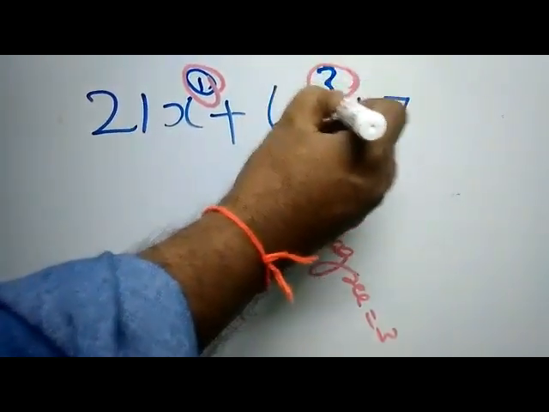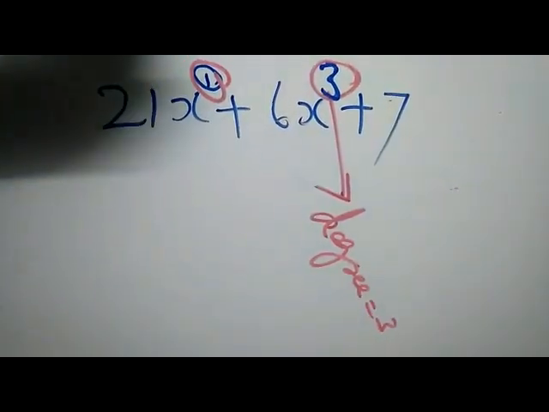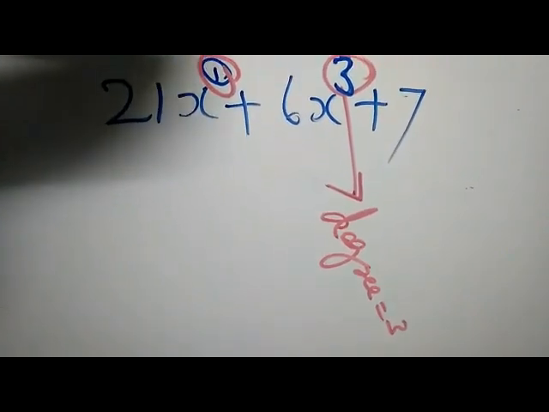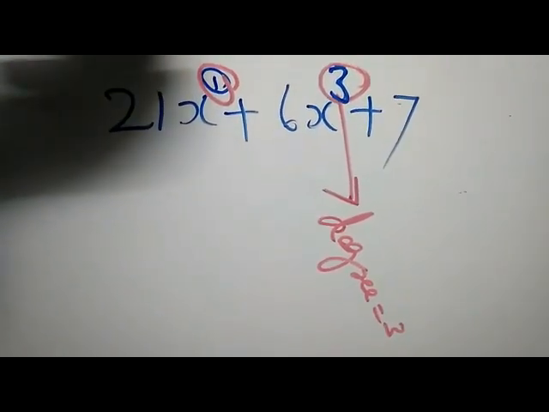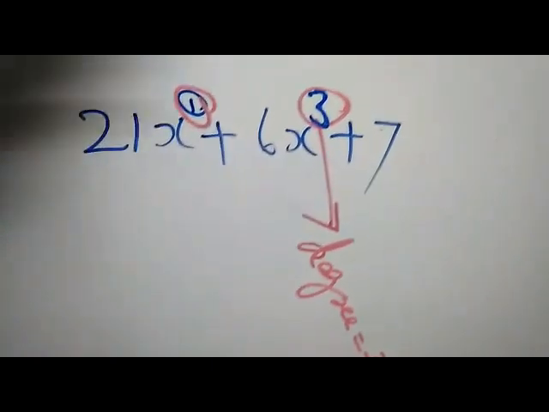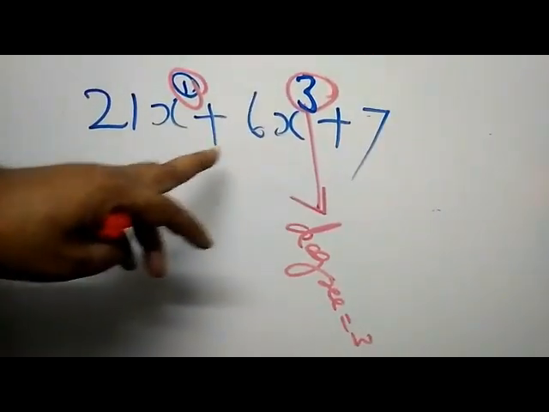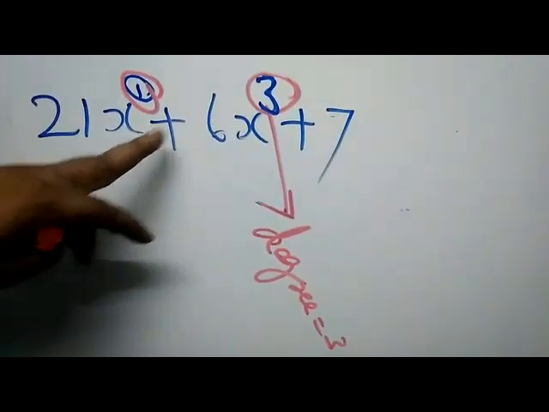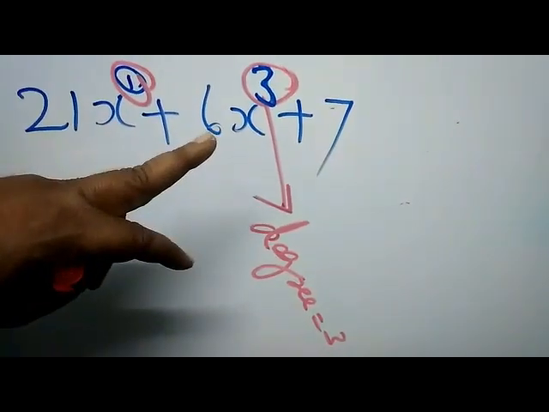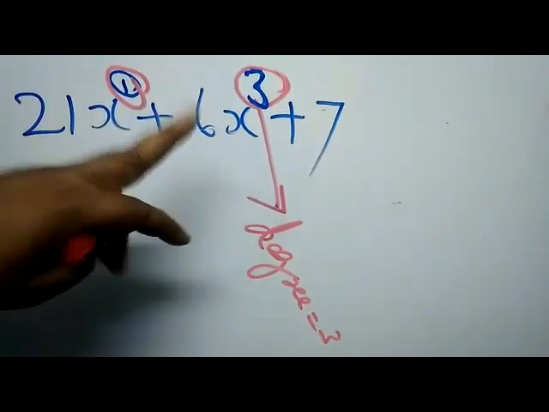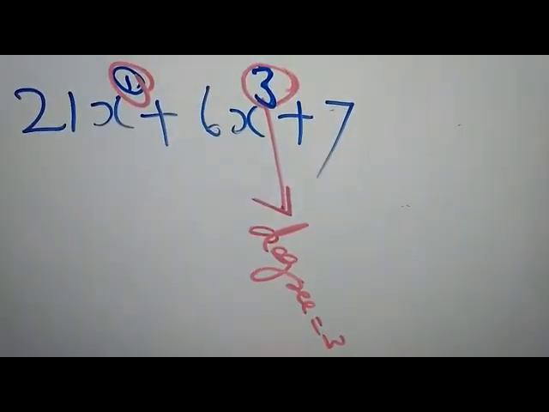This is 6x cube. So here, in the first example, x square term is there, x cube is not there, x to the power of 4 is not there. That is nothing but zeros. Here, x to the power of 1 term is there, x cube term is there, but x square is not there.